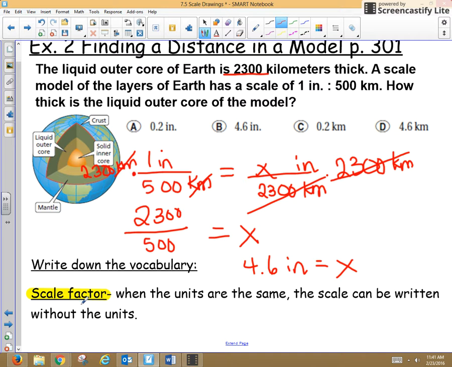We have another vocabulary word. It's scale factor. When the units are the same, the scale can be written without the units. So I'm going to show you that in example 3.